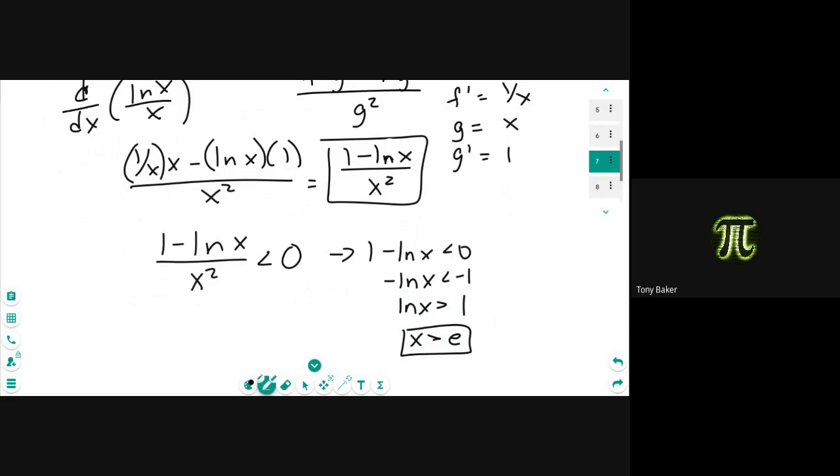All right, so x has to be greater than e. What's the approximate value of e? 2.718, right? So is this function always decreasing? No. It's increasing until it gets to e, right? So technically, if you look at it, now actually I'm going to show you the graph of this one, so you can actually see what's happening.